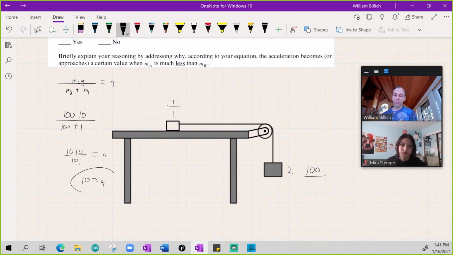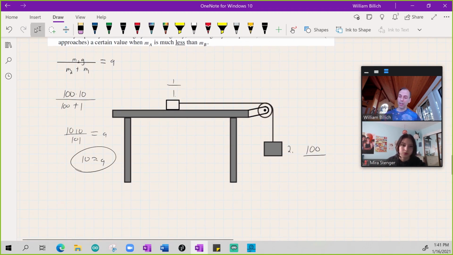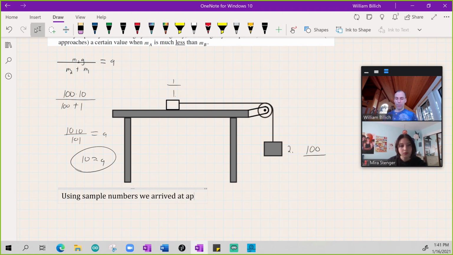This would suffice if you showed it like this, and then maybe you'd make a comment like, using sample numbers, we arrived at approximately the speed of gravity, which agrees with my previous answer. Right? State it, be very direct with your test graders. Tell them this is what's going on. Never try to fill in every possible blank, because they're trying to see, do you get it? Can you articulate your understanding?